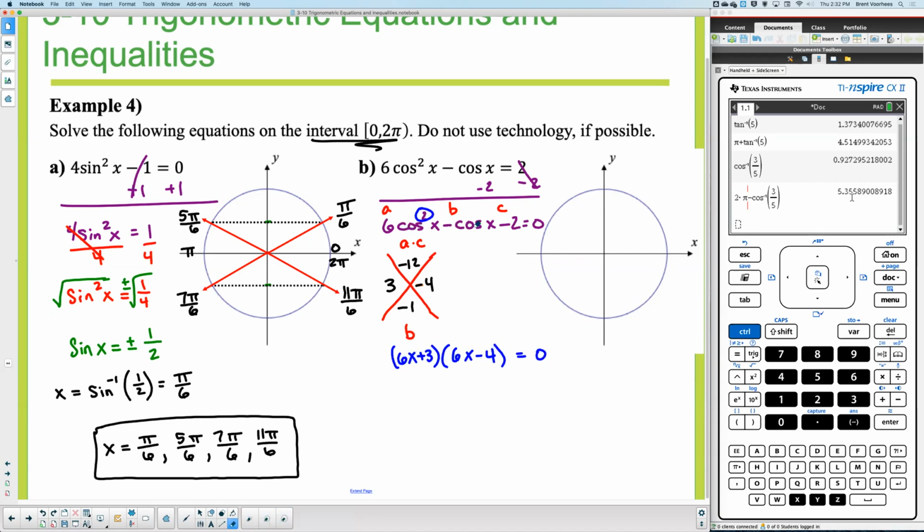I forgot something. Hopefully you're a little behind me. I forgot the word cosine. You need to put the word cosine in front of x. Let me try one more time. Here we go. 6 cosines plus 3 times 6 cosines minus 4. That's going to equal 0.